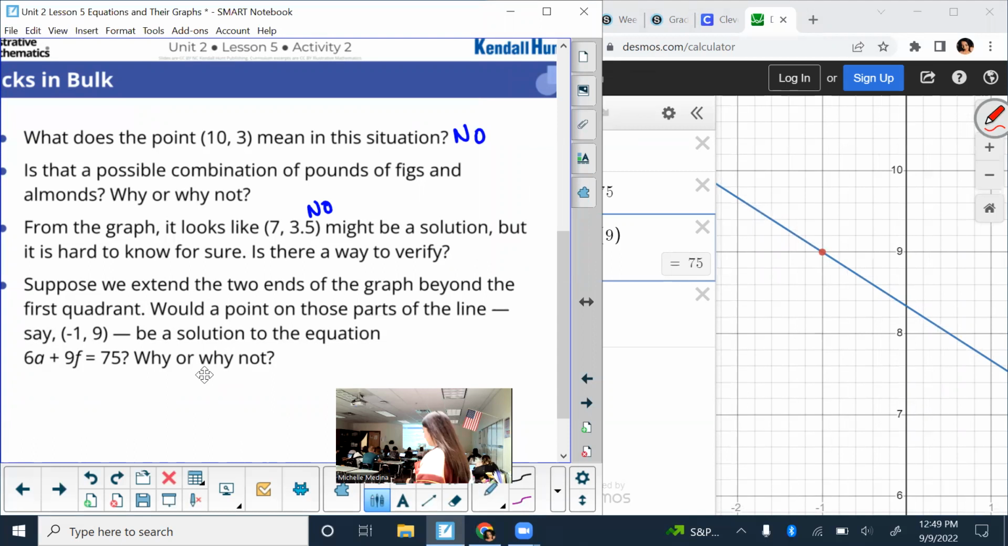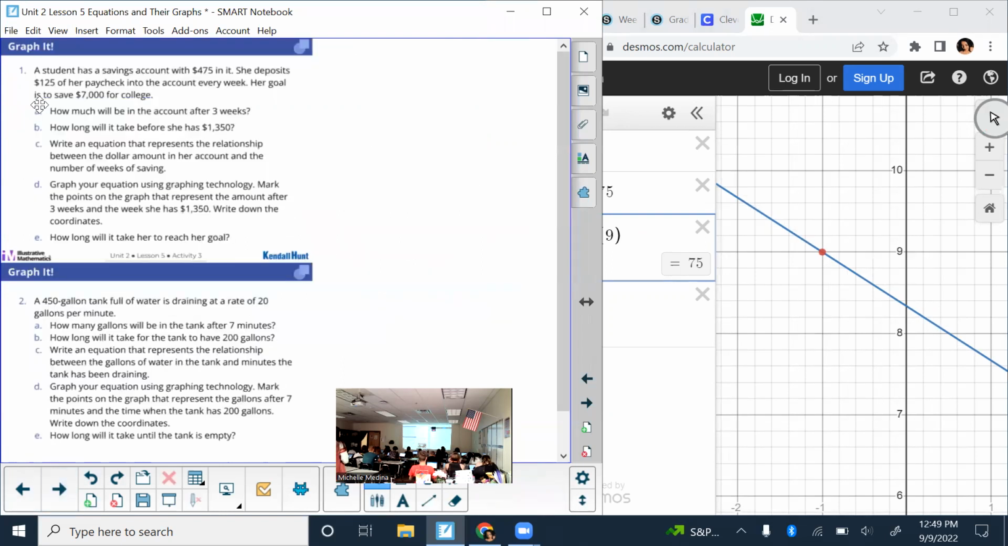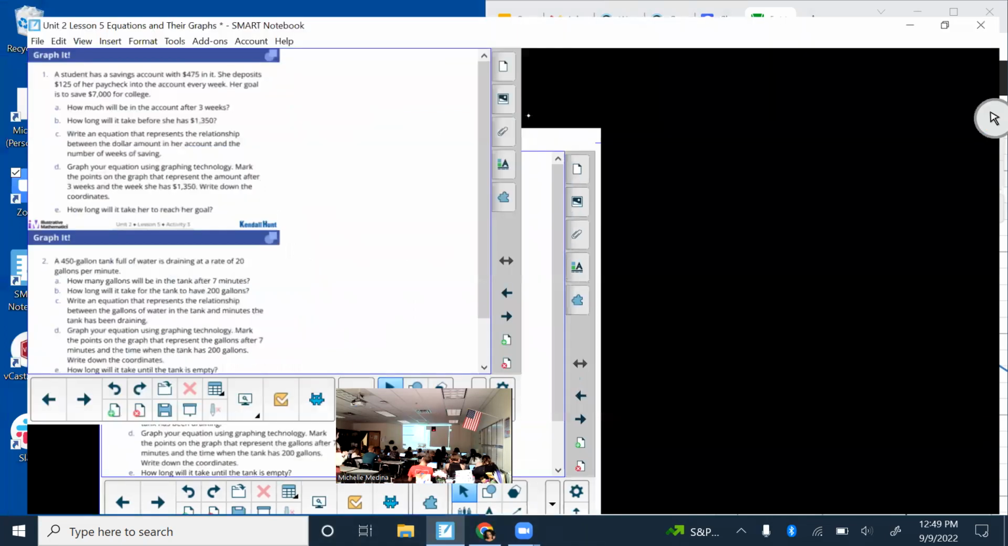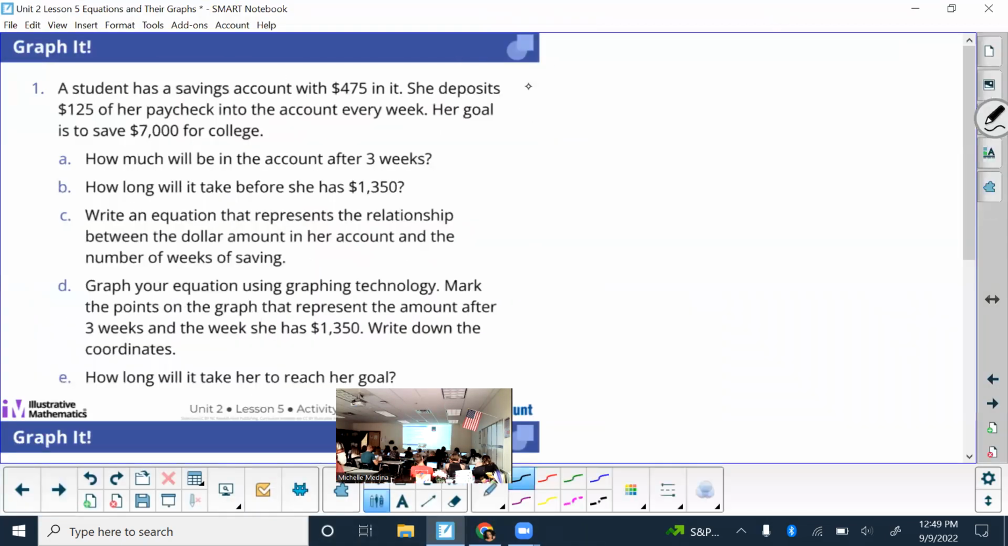No, because why? You can't have a negative for buying pounds of almonds or whatever it is, buying pounds of figs. So still be able to make those real world connections. So having shown you all that, try this one that's also printed on your paper from start to finish. Feel free to use technology.